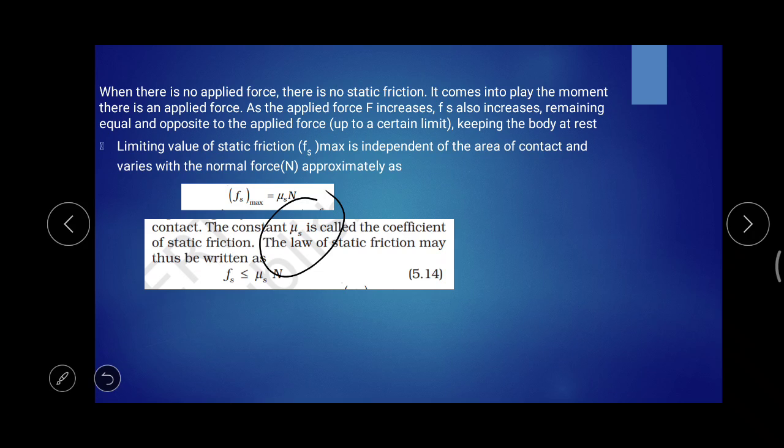So the law of static friction can be written as: the frictional force should be less than or equal to mu s into N. If the frictional force becomes more than mu s into N, then our statement will become wrong. So the frictional force Fs should always be less than or equal to mu s into N.